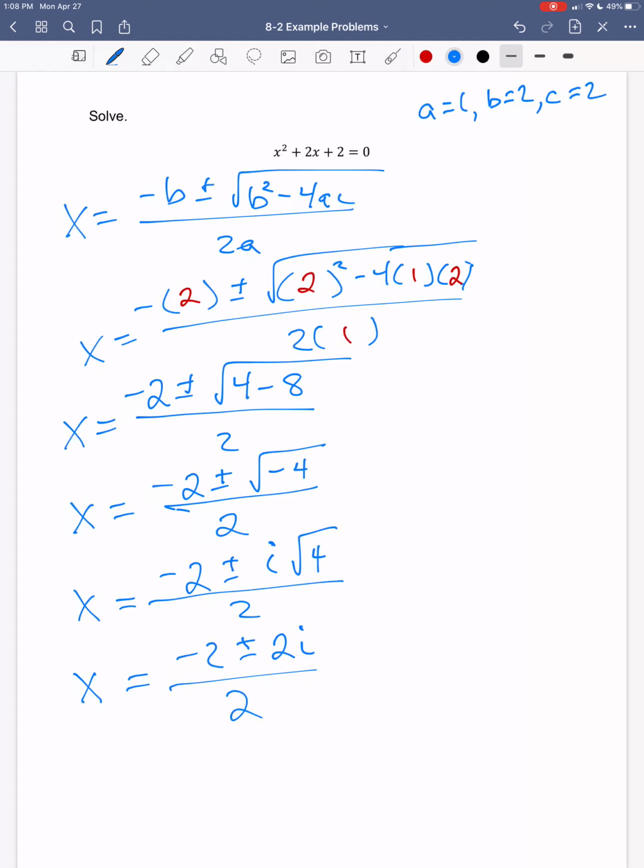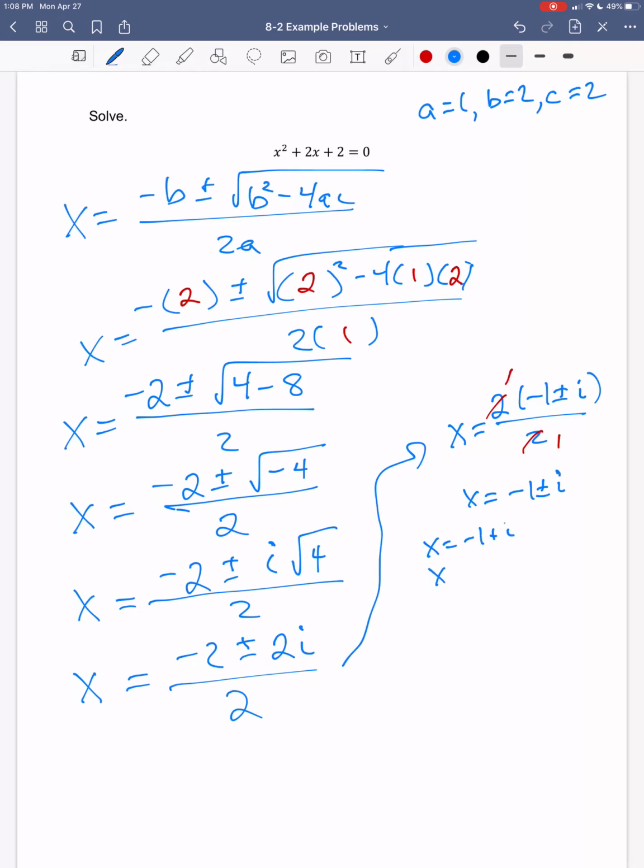And we have the same issue here that we had in the last problem. I can either factor out the 2 in the top, right? 2 times negative 1 is negative 2. 2 times i is the 2i. And then cancel to get x equals negative 1 plus or minus i. So my solutions then, we get negative 1 plus i and negative 1 minus i.